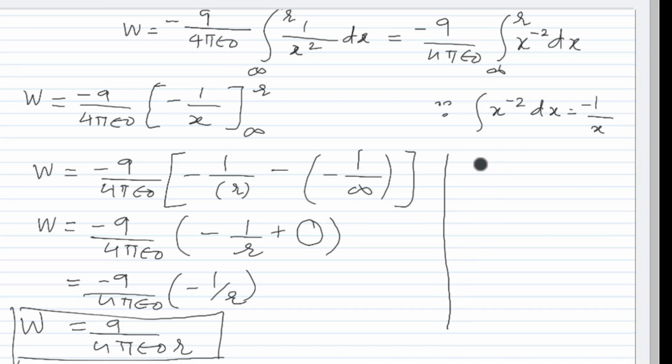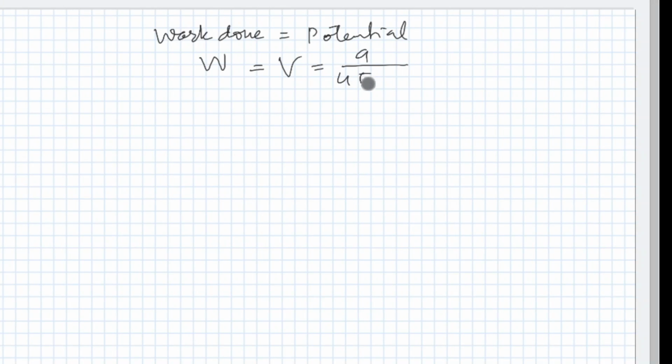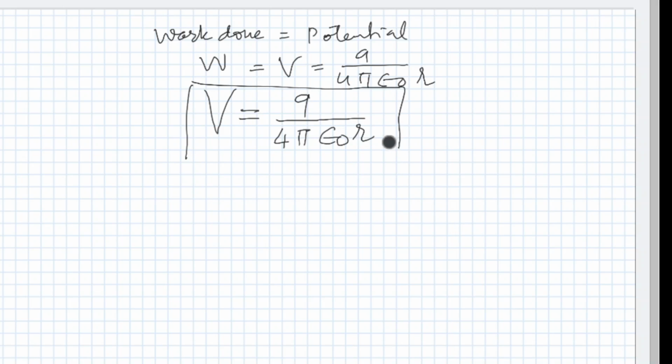But remember, the work done is then converted into potential. So the work done is W, potential is V, and what is the value of this W? That is q upon 4 pi epsilon 0 r. So now we can say the potential at point r due to the charge q is q upon 4 pi epsilon 0 r when the charge is kept in vacuum.